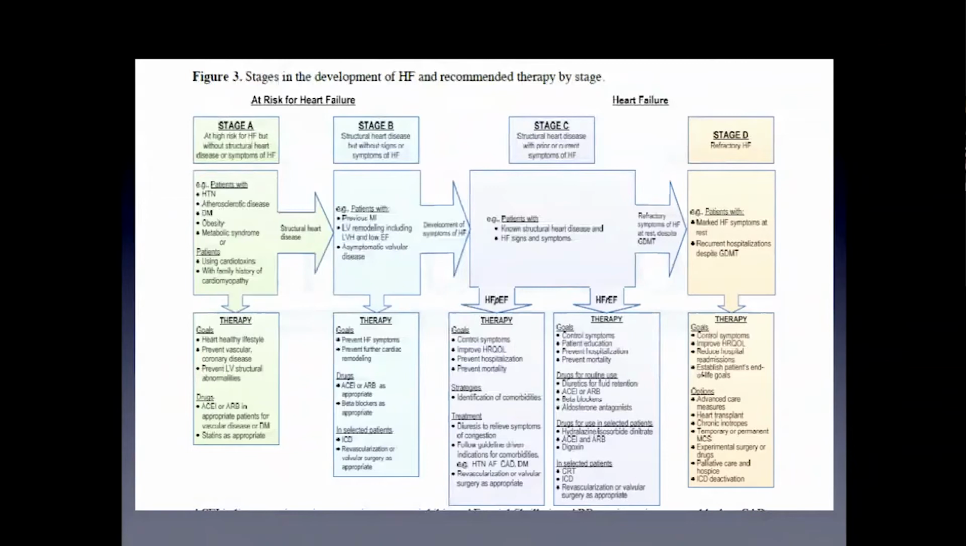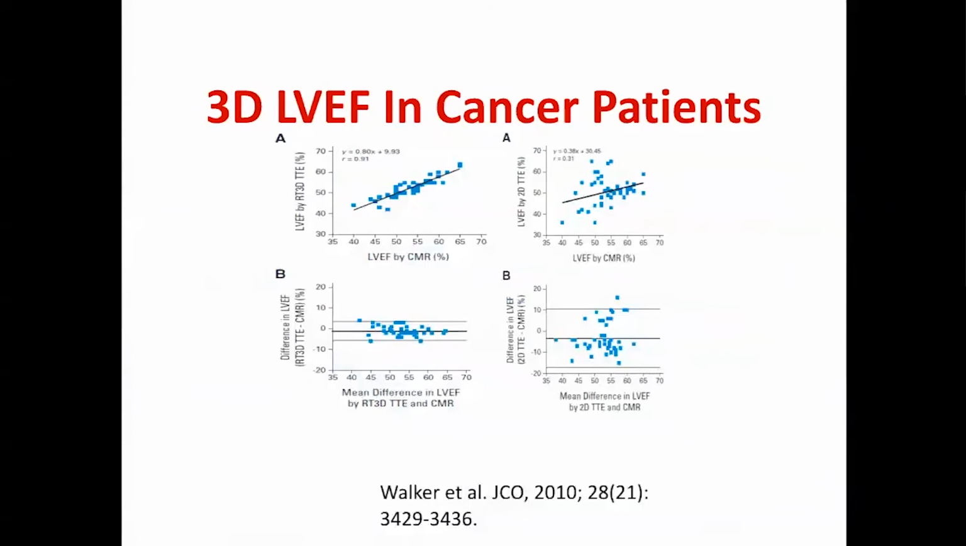If I'm going to use ejection fraction to pull the trigger and to move the patients from a stage A to a stage B, I need to be using the correct modality, right? Because otherwise I am going to deprive patients from the correct therapy. So which one is the modality that we have been using up until now? We have been using 2D echo. So let me share with you how good that is in the cancer patient.